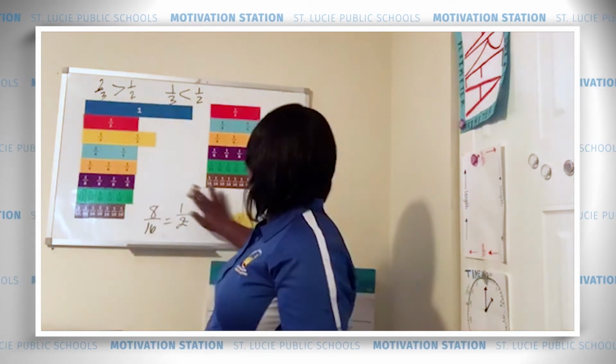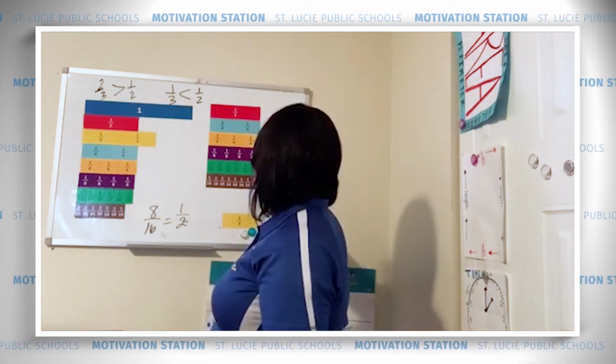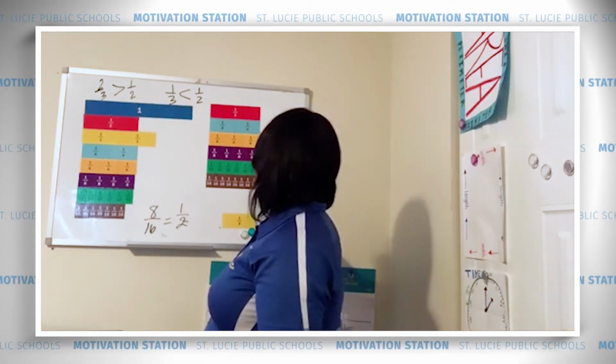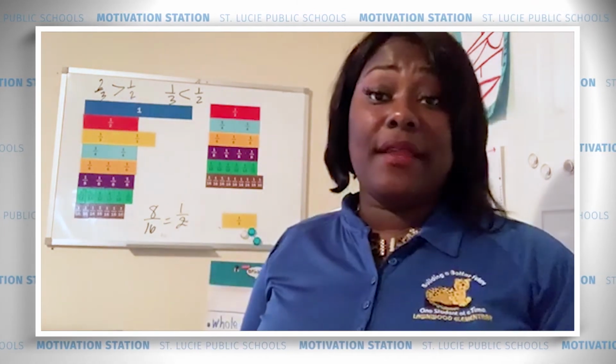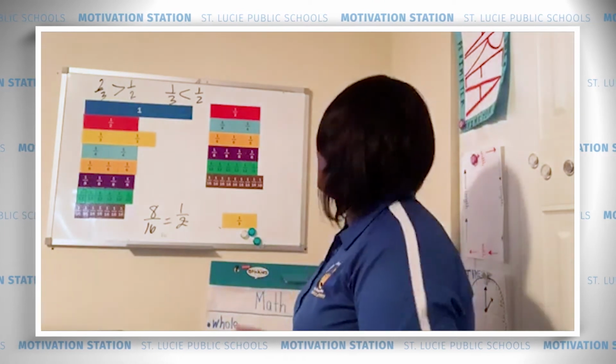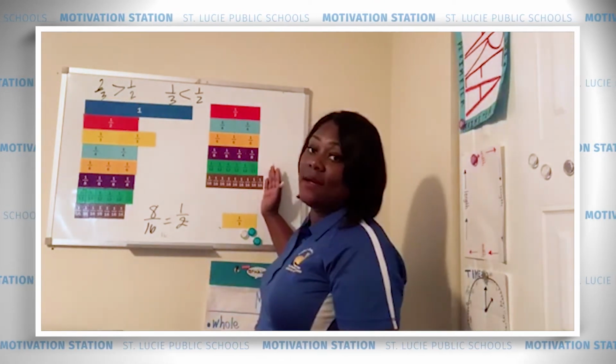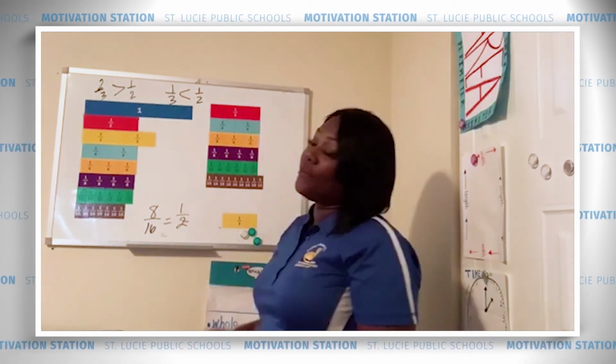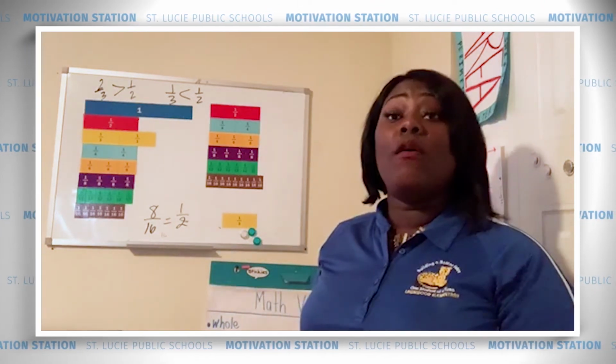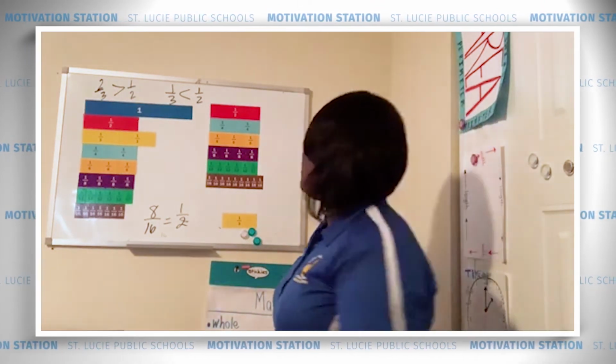Well, what if I have one more 16th? Do I still have an amount that's equivalent to half? Or do I have an amount that's now greater than half? Look how much 9 16ths stick out further than half. And all the other fractions that are equivalent to half.